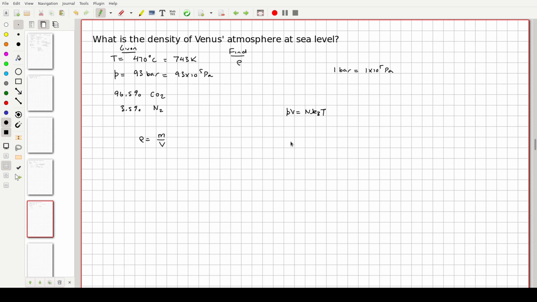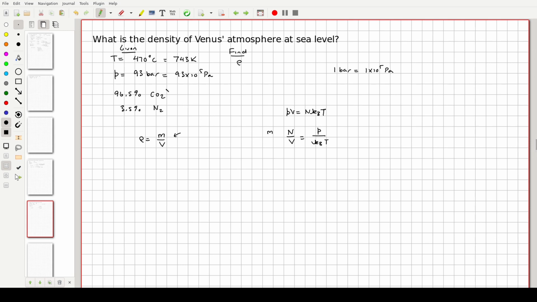So what I want to do is get it into a form that looks something like this, which means I need to divide both sides by V and also both sides by k sub B and T. When I do that, I have N over V, and that's equal to P over k sub B times T. Now, if I multiply this by the mass of one atmosphere particle, and I have this many of them in there, then I should be able to find the density.